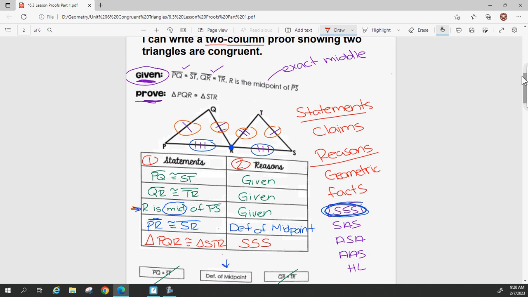And so our first statements are always going to be our given information. Our last statement is always going to be the thing we want to prove. And then once we have proved it, we can move on.